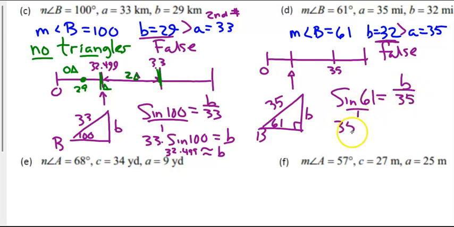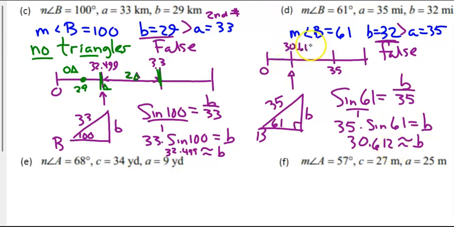Cross multiply. So B is approximately equal to 30.612. And the number we have is 32. So 32 is in here. That means this one has two triangles. Because again, this is where the 0 is. This is the one triangle, it's the right triangle. And this is two triangles.